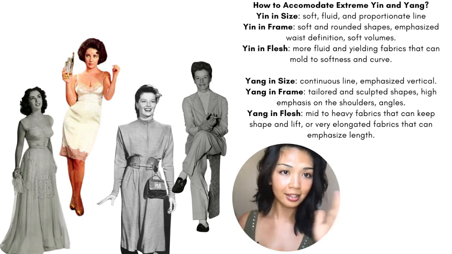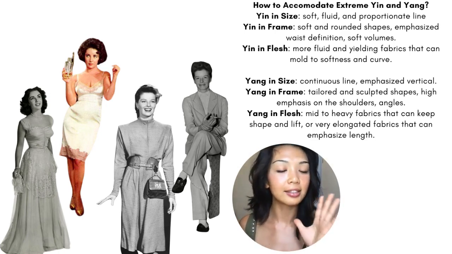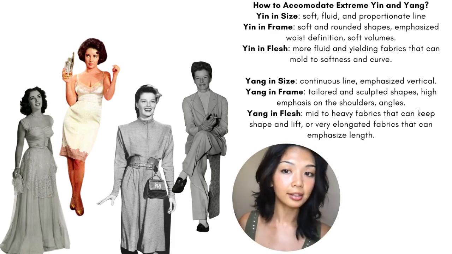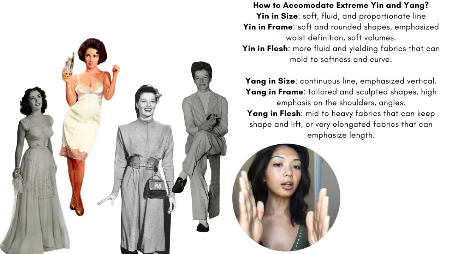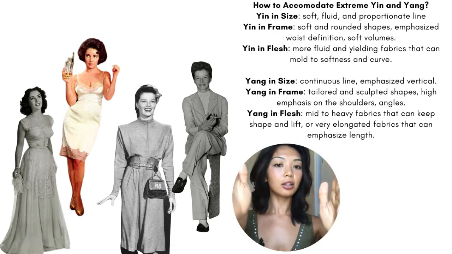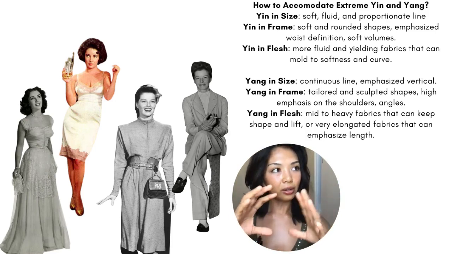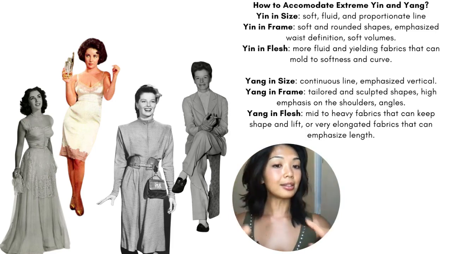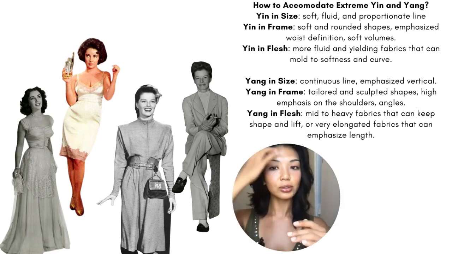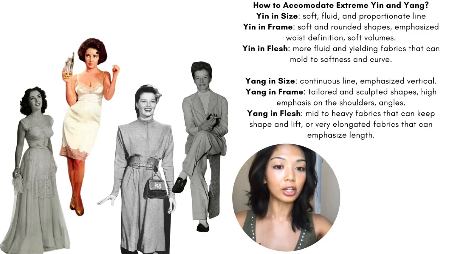Now, oppositely, yang. How do you accommodate a yang frame, size, flesh? So, with the yang dominant silhouette, you want that bold, architectural, structural, vertical line. You want it to be clear. You want streamlined linearity. There's nothing subtle, or really yielding, about the yang dominant frame or outline. So you just want to reinforce this boldness, this decisive shape.